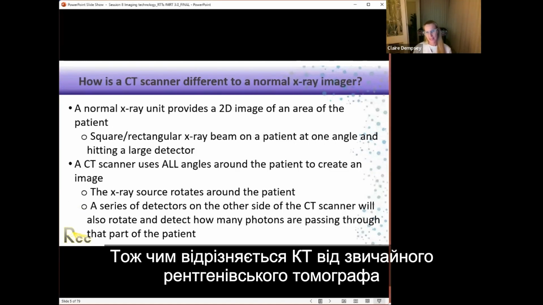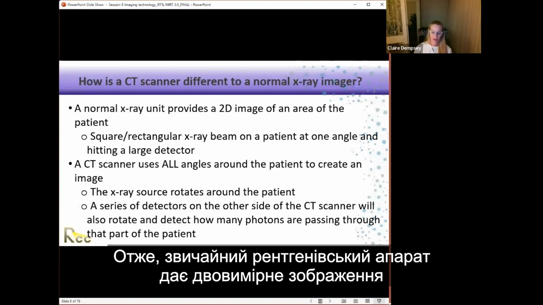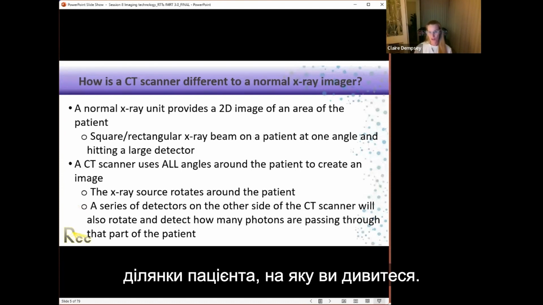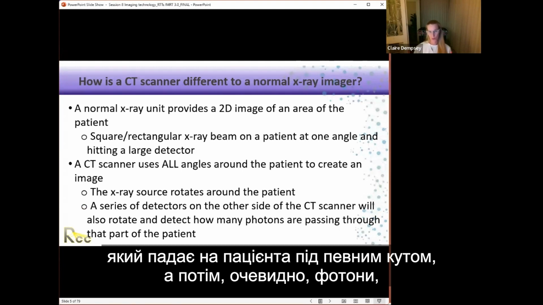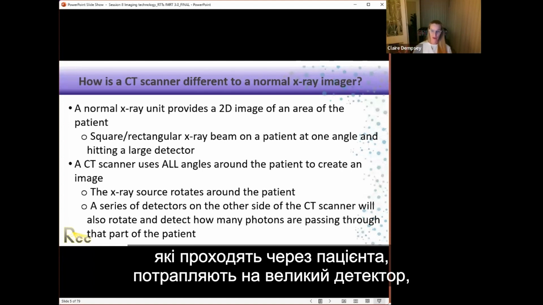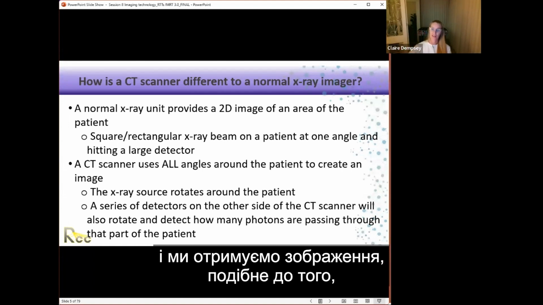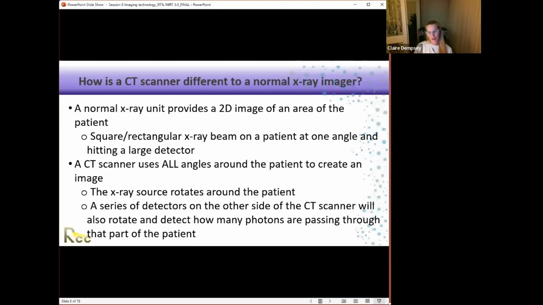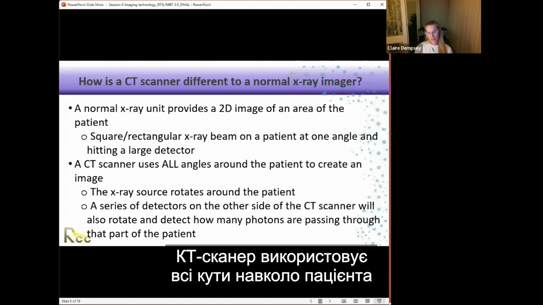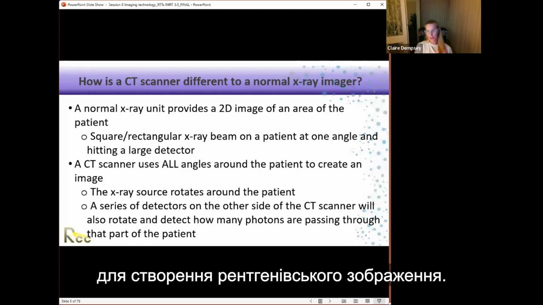So how is a CT scanner different to a normal X-ray imager in terms of how it works? Your normal X-ray imaging unit provides a 2D image of the area of the patient that you're looking at. So you've got your square or rectangular X-ray beam that hits the patient at a certain angle, and the photons that pass through the patient hit that large detector, and we get an image like you've just seen on the previous slide. What a CT scanner does is it uses all angles around the patient to create the X-ray image.